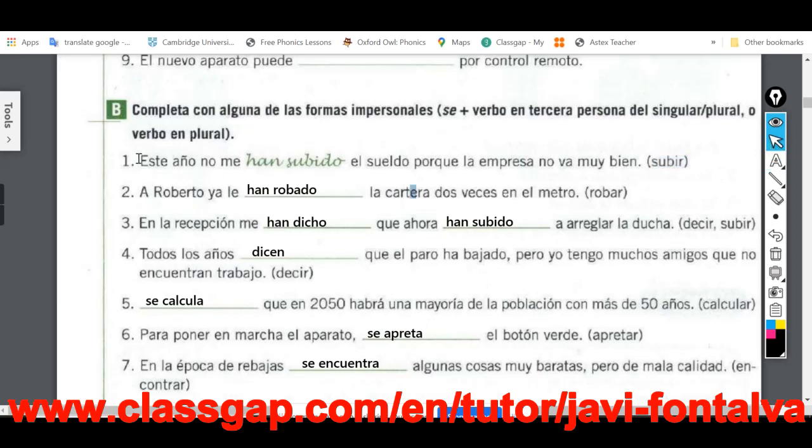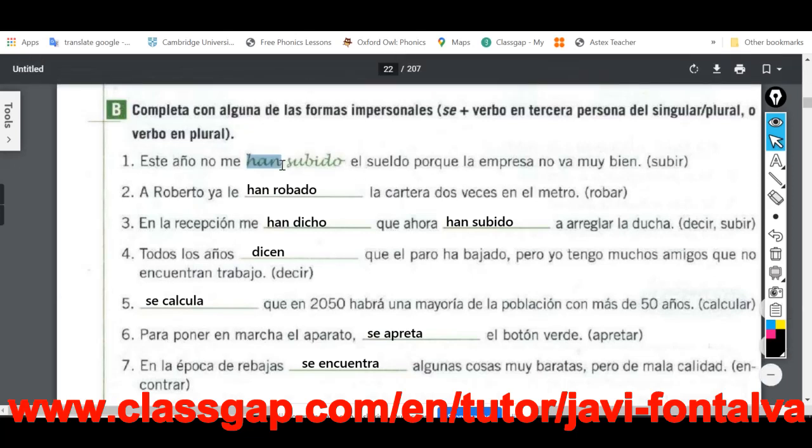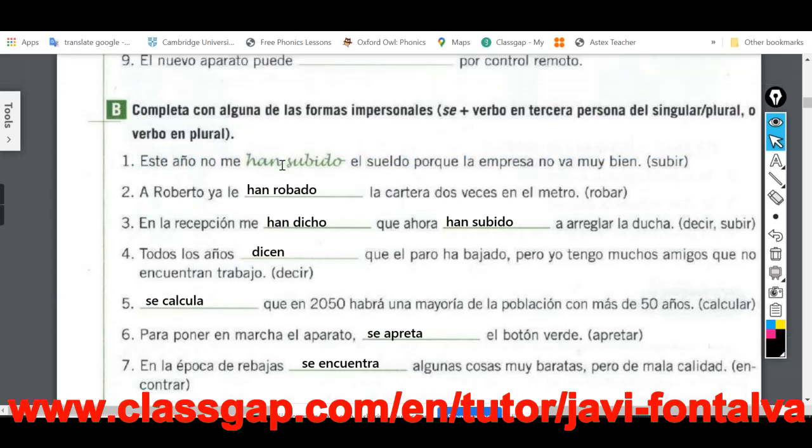Okay, let's go through this one more time. Can you read this one? Este año no me han subido el sueldo porque la empresa no va muy bien. Notice we use the plural expression when we mean a person, like someone. Later you're going to use se when you mean in general, one person in general, not a specific one. Here we talk about a specific person, but it's not relevant, so it's like saying they didn't raise my salary, although in English you will use a different structure altogether.